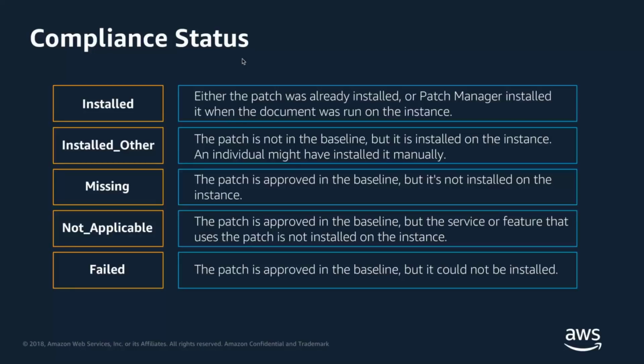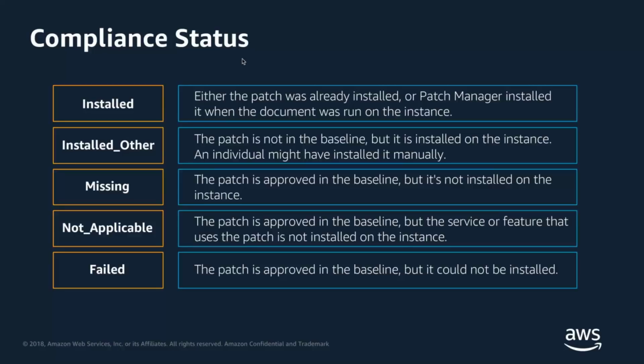Similarly, if a patch that was approved in the patch baseline could not be installed, it will show you the status as failed. Similarly, if the patch was part of the baseline, but the service or the feature that uses the patch is not installed on the instance, it will show as not applicable. And similarly, you can see the other statuses as well.